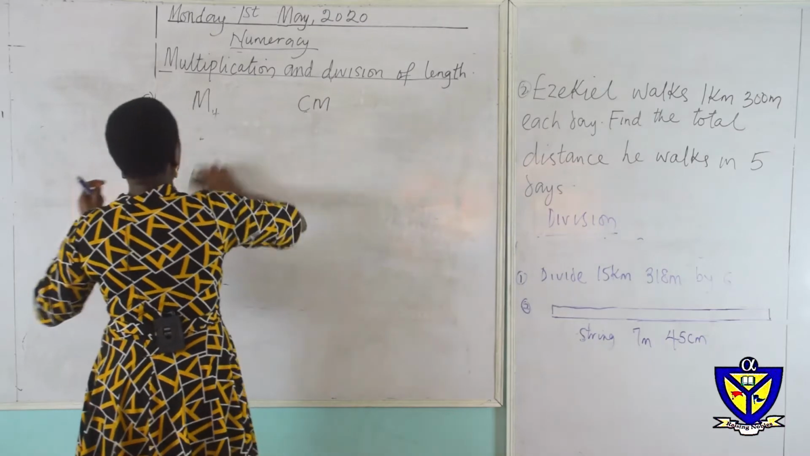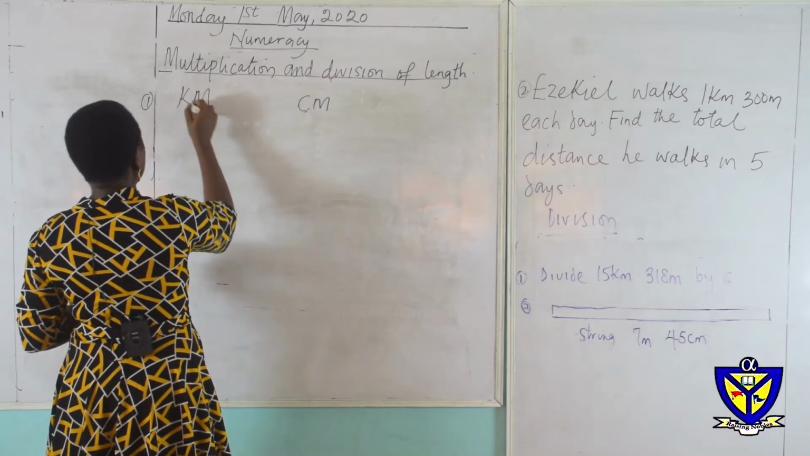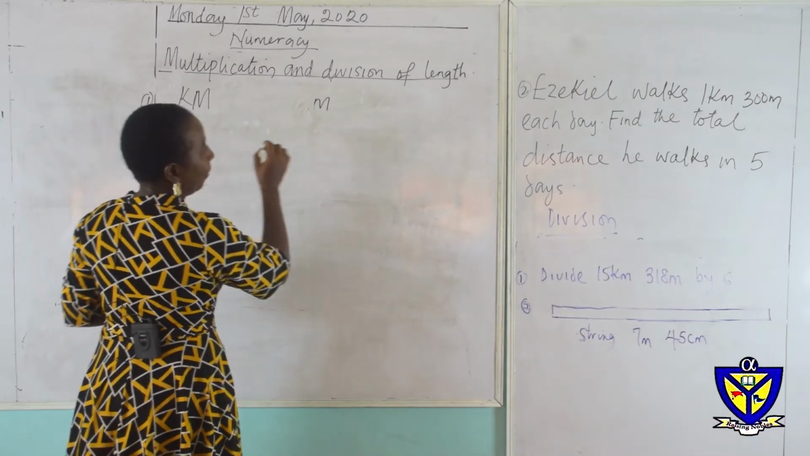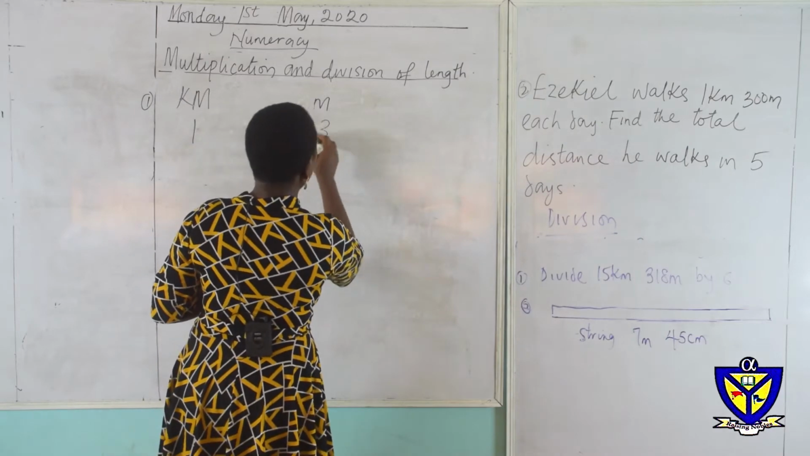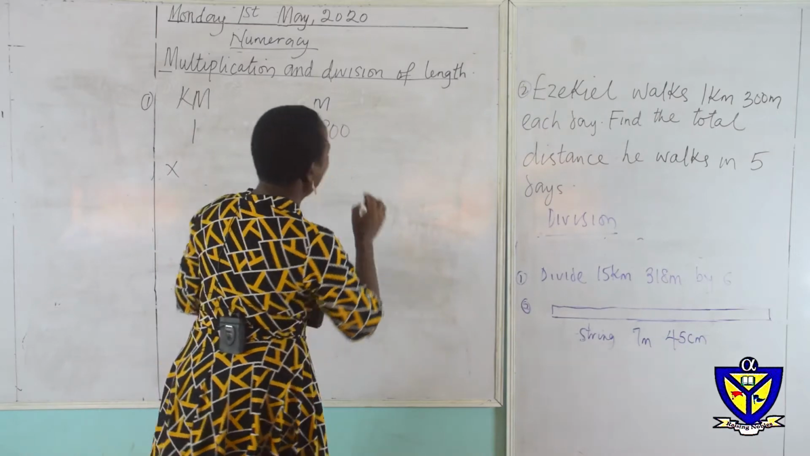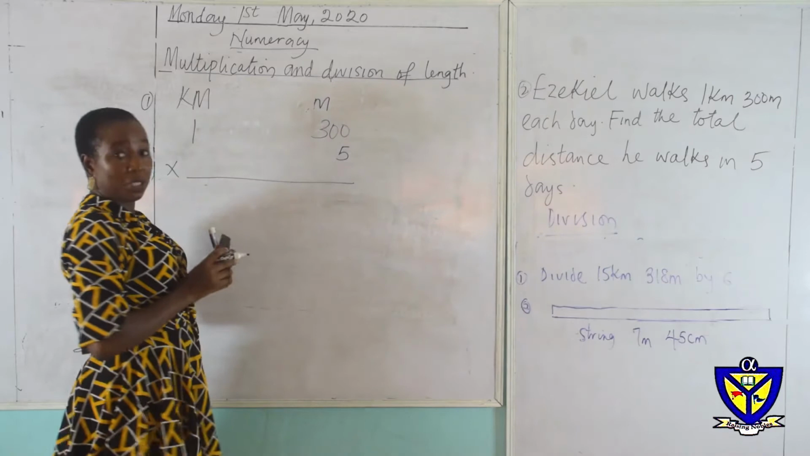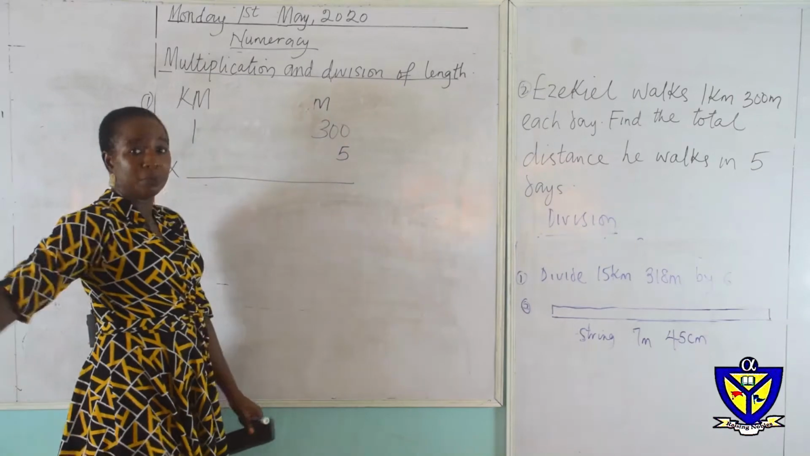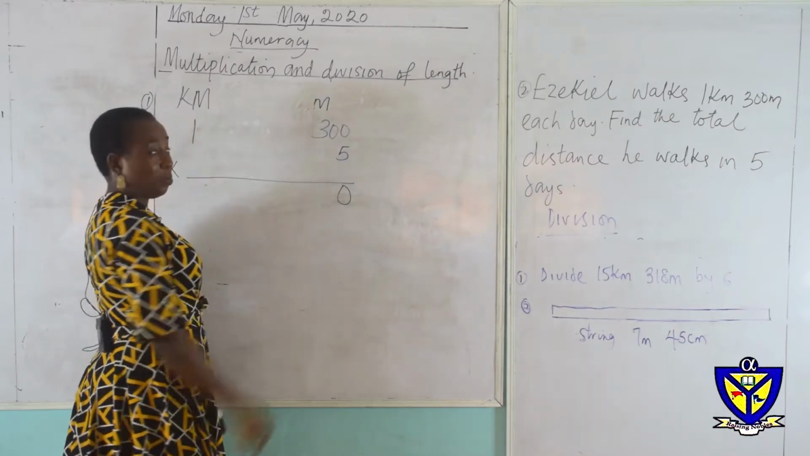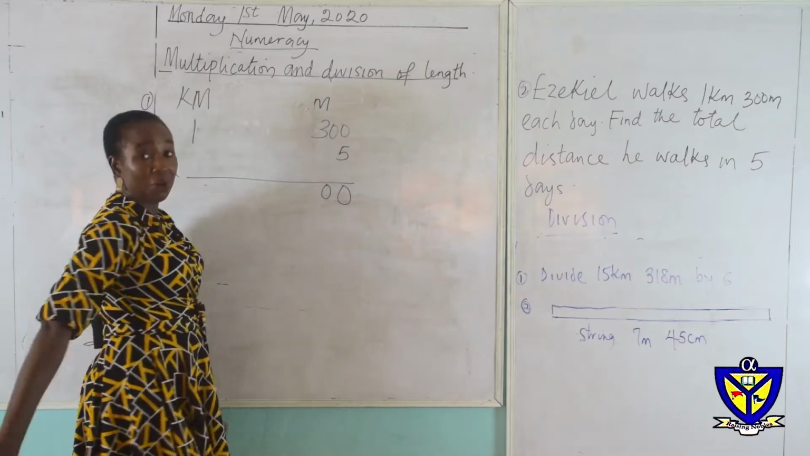The first thing you do is to write out your units. Here we have kilometer and you have your meters. So we have 1 kilometer, you have 300 meters times how many days? 5 days. So let's go. Again, you're going to multiply. 5 times 0 is still 0. 5 times 0, of course, you still have 0. And 5 times 3, you have 15.